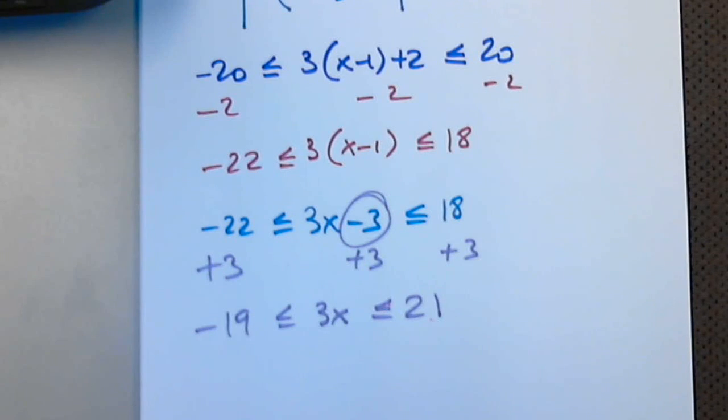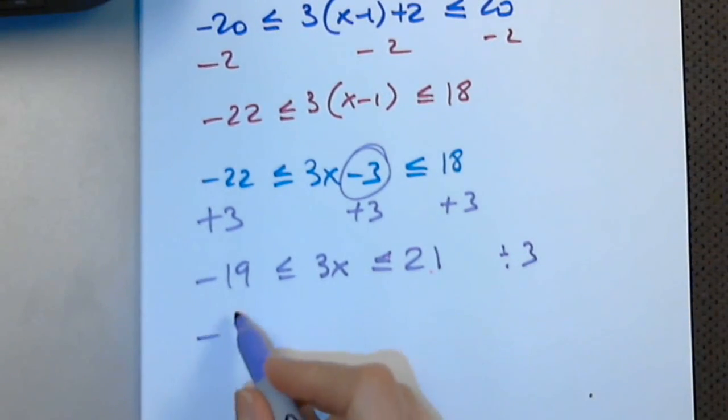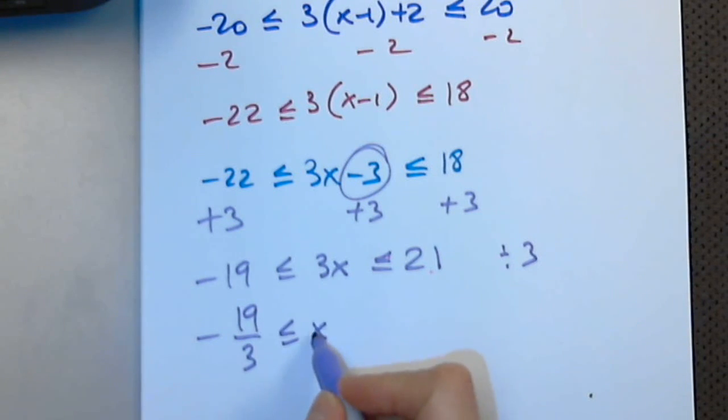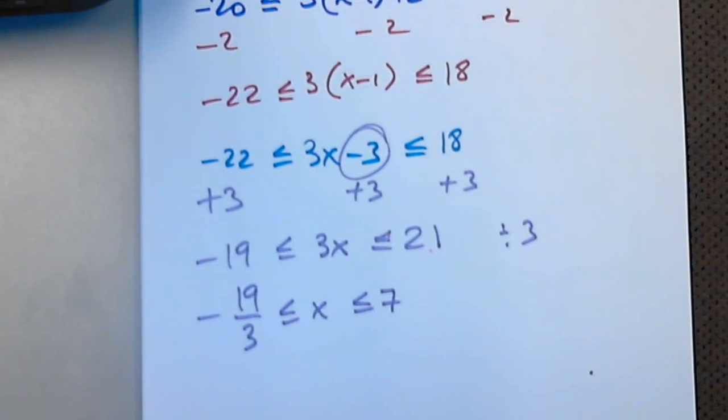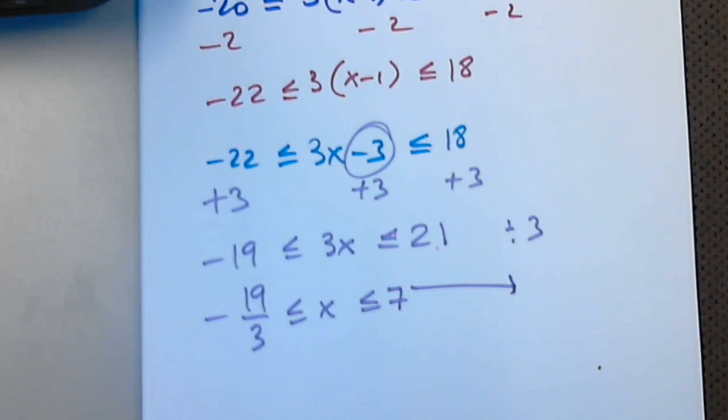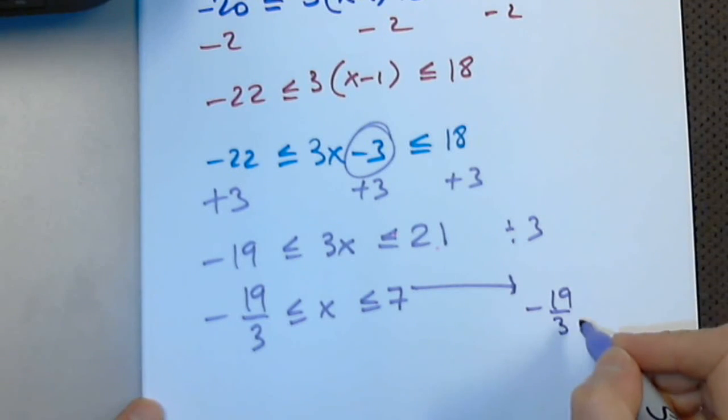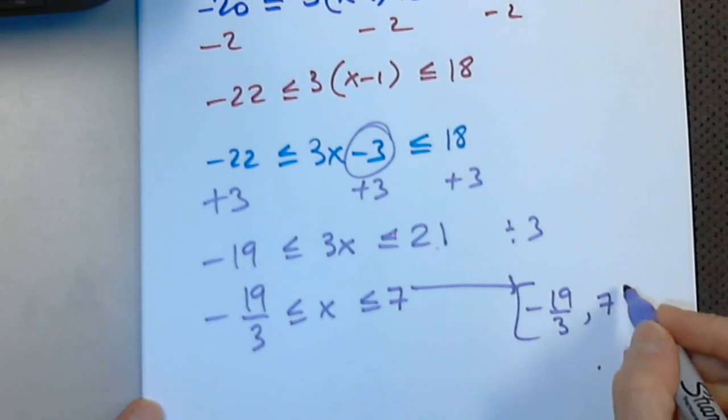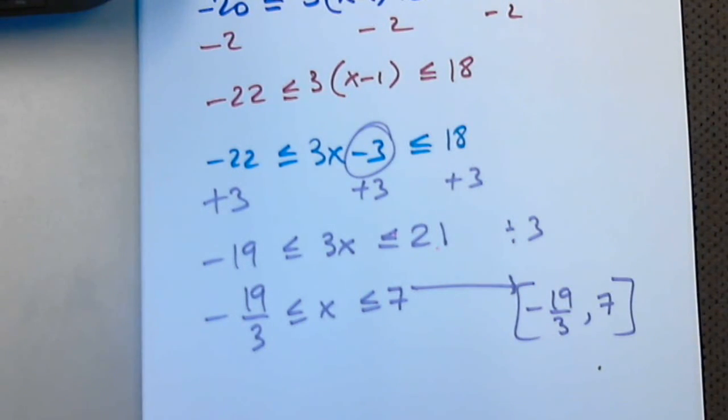Final step. Divide by 3. Divide everything, all three sides, by 3. So negative 19 thirds less than or equal to x less than or equal to 7. How do I write this in interval notation? Negative 19 over 3 in brackets. Then 7. That's it. It's right there, right?